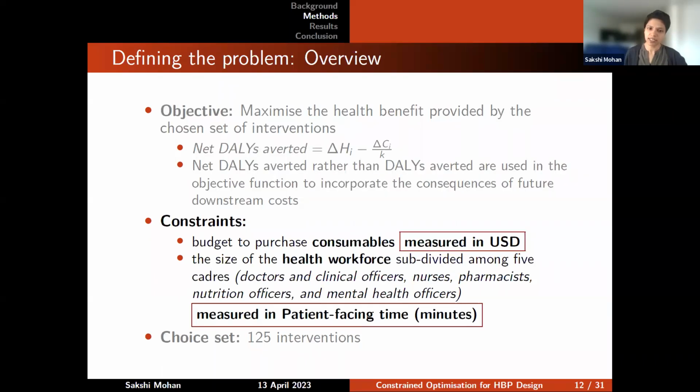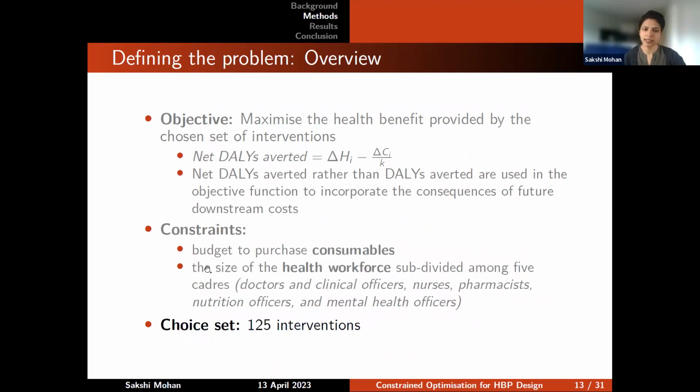In terms of constraints, we captured firstly the limit on the budget to purchase consumables, which is measured in USD. The second constraint was health workforce capacity across 5 different health worker cadres, namely doctors, nurses, pharmacists, nutrition officers, and mental health officers. And this was measured in minutes of patient-facing time available. Our choice set consisted of 125 interventions on which we had detailed information on cost effectiveness, consumables cost, and human resource time required to deliver these interventions.